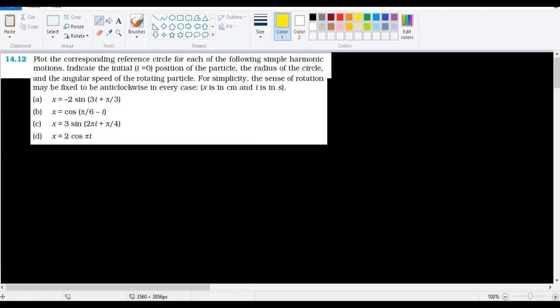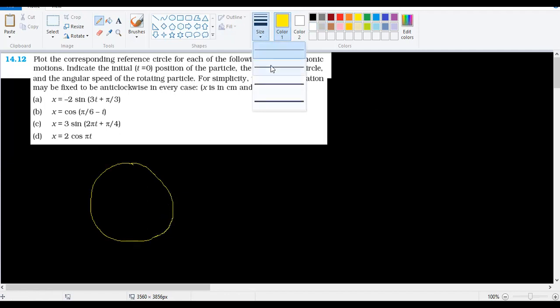So let's try this. So my simple logic says that if I'm taking a circle like this, sine means I should be starting from the center point. So this is your extreme point. So this is your center point. So either I can start from here or I can start from here. So listen carefully. Both possibilities are correct. Okay, either you can start from here or from here.